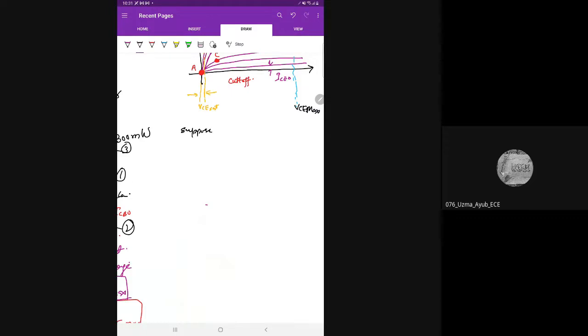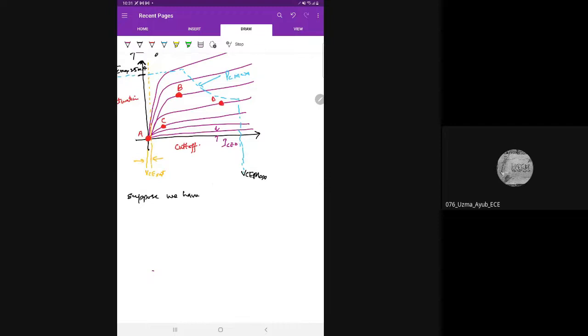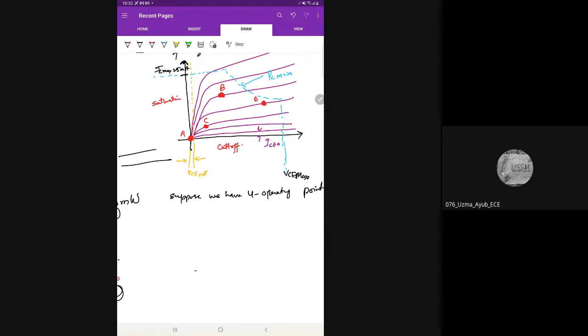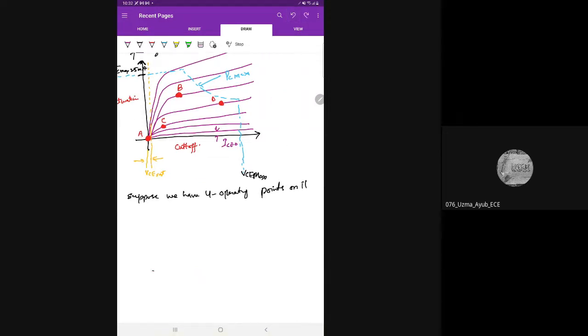Suppose we have four operating points on it. इस VI characteristics में हमें four different operating points are there. Now we know that saturation region is this region. ये जो region है ये है saturation region.